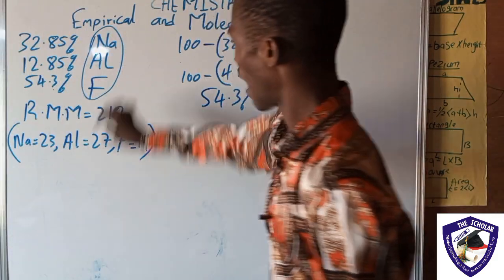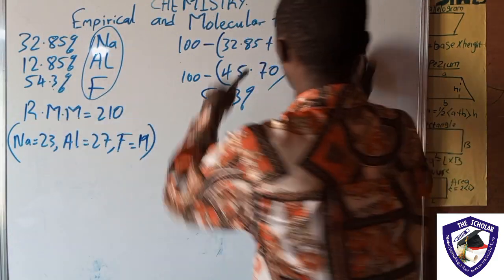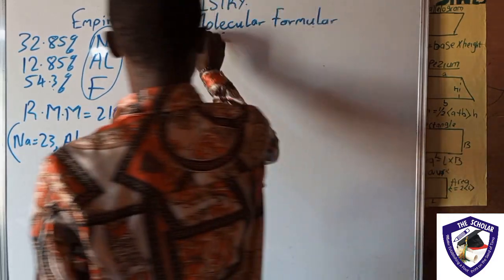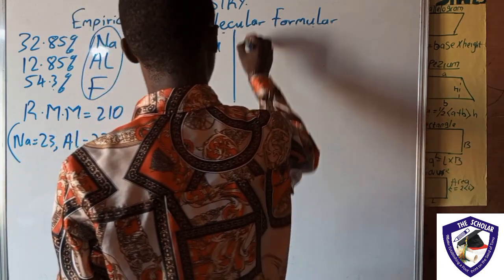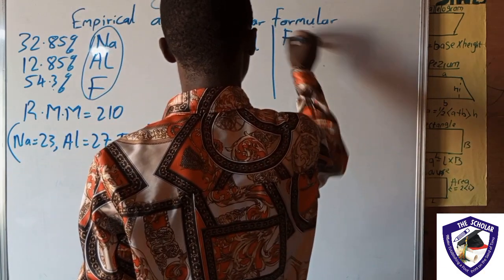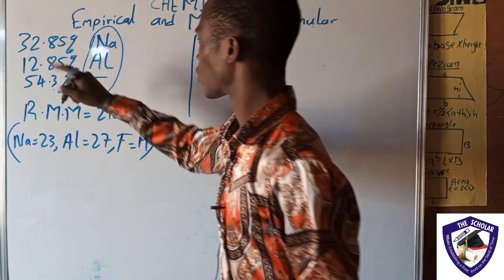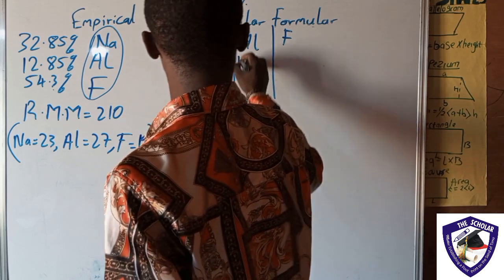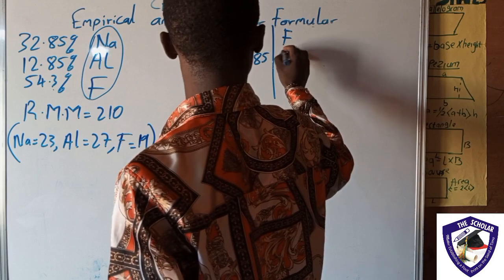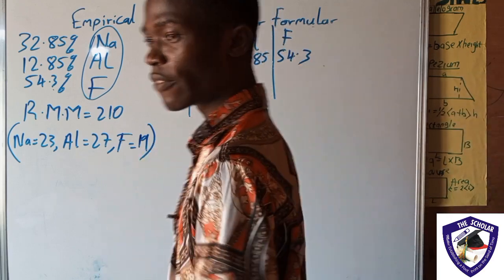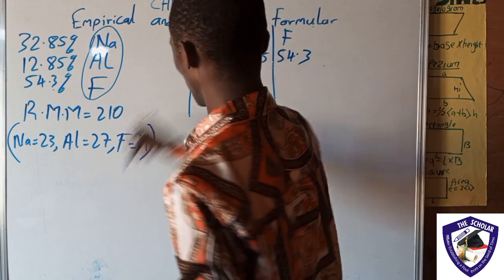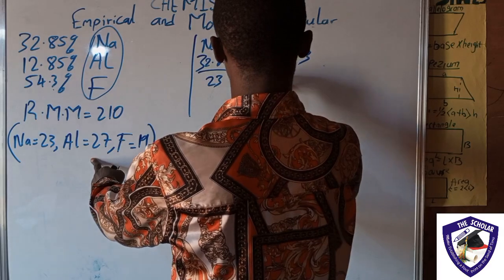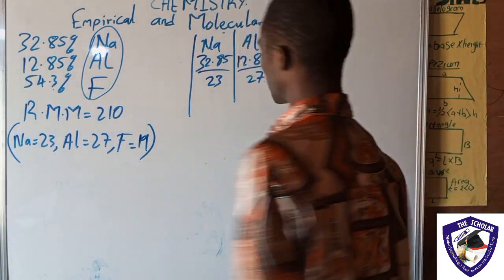Now, having gotten this, the question asks us to calculate the molecular formula, but first we have to calculate the empirical formula. So we calculate the empirical formula first: sodium, aluminium, and fluorine. The percentage of sodium is 32.85, aluminium 12.85, then fluorine 54.3. Then you divide by their relative atomic masses, which were given: 23, aluminium 27, fluorine 19.